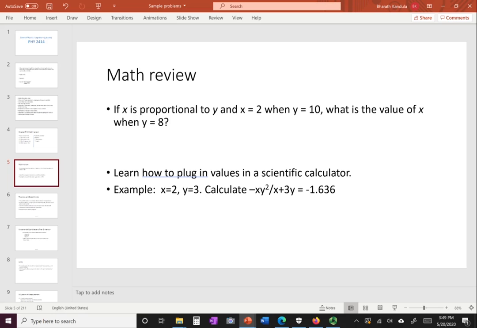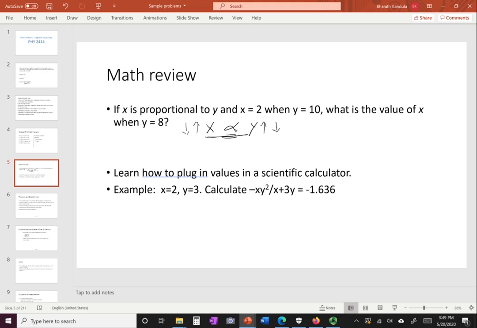It says x is proportional to y, so we write it this way. This is the proportionality symbol. This says that both x and y quantities are directly proportional. That means if one quantity increases its value, the other quantity must also increase its value. If the y value decreases, then x must also decrease.